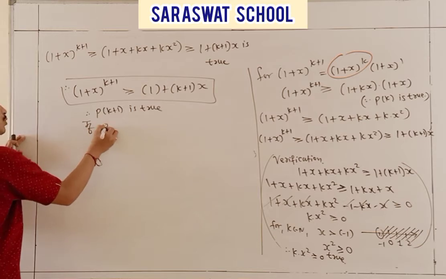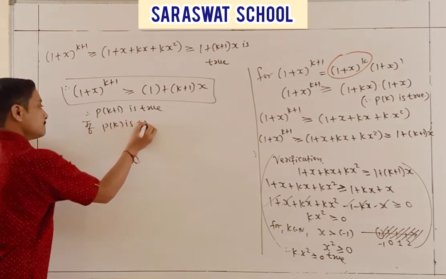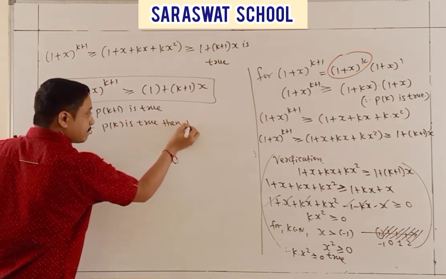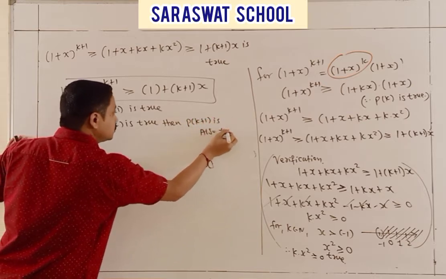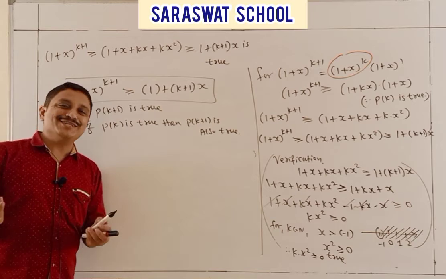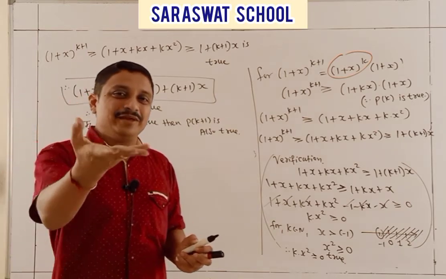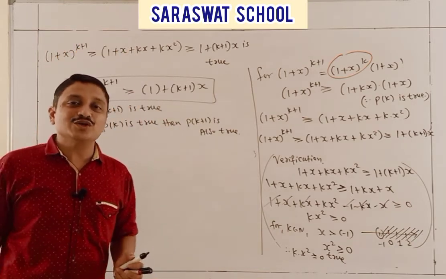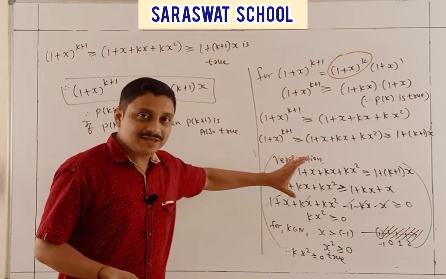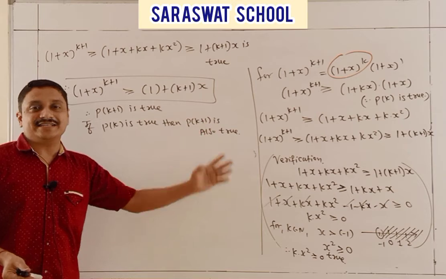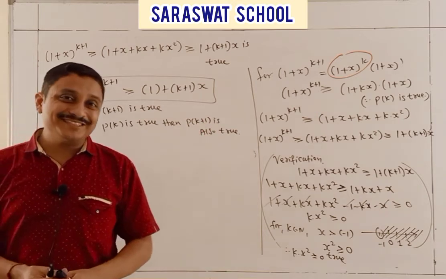So last, write down: if pk is true, then p of k plus 1 is also true. Last, write down as usual: by PMI, Pn is true for every n belonging to the natural numbers. This one is the main step. Yes students, that is this example. Now I am going ahead to the next one.